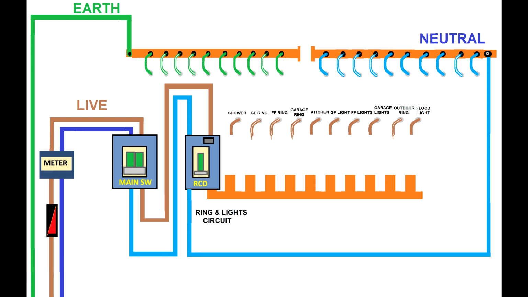So I will emphasize that anytime you have a ring circuit, you'll have two terminals on the live, neutral and earth. So you have a cable which goes in a circle. One cable goes through all the sockets, and then you return to the circuit breaker, to the neutral bus bar, and to the earth bus bar.